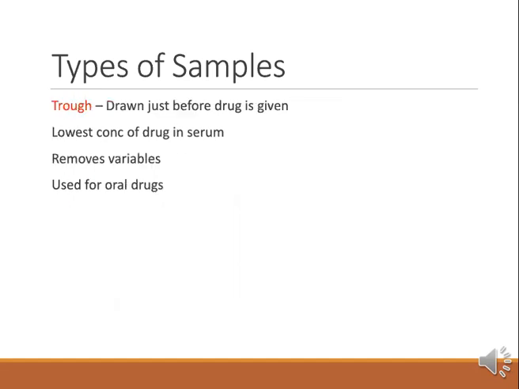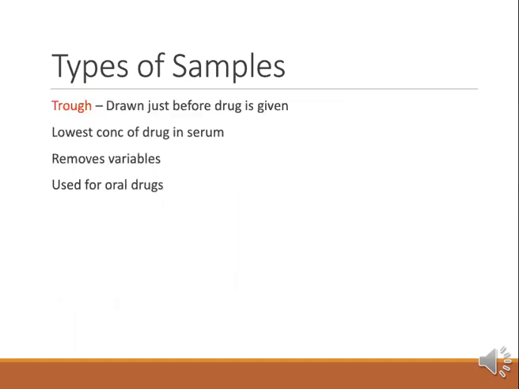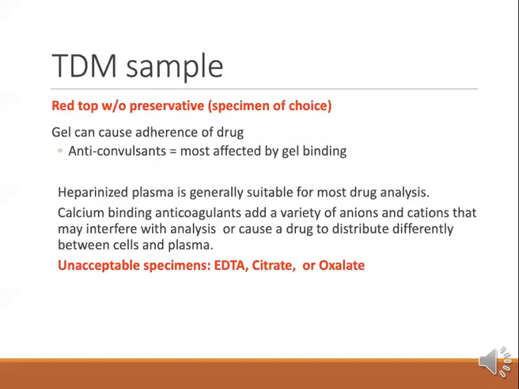So what are some of the reasons why we do this? Well, we want to look at the critical levels. We want to look at the toxicity levels, or whether there are any adverse symptoms present, and whether the drug needs to be discontinued, right? The trough samples are drawn just before the drug is given. And this is when the drug is at its lowest concentration in the serum. And when we measure this, we know that we are removing all the variables. And it's very common to measure the trough samples for oral drugs.